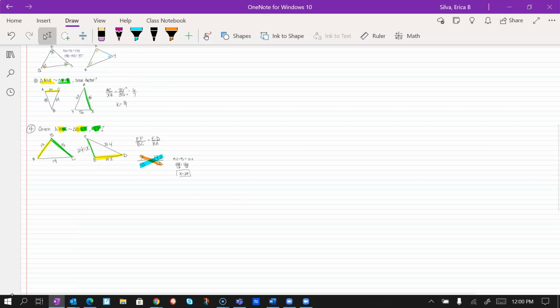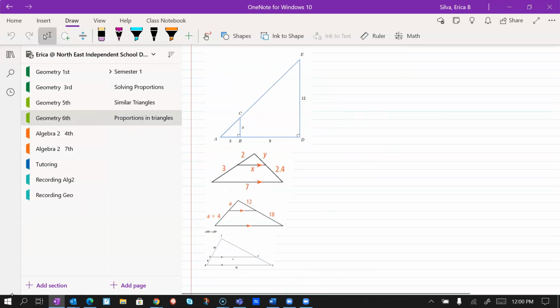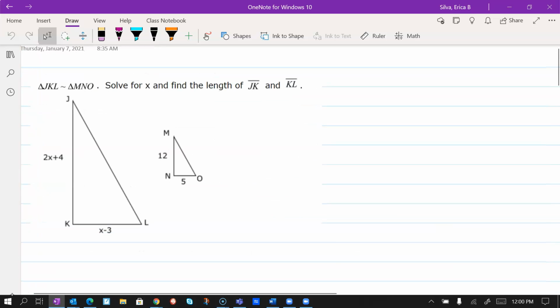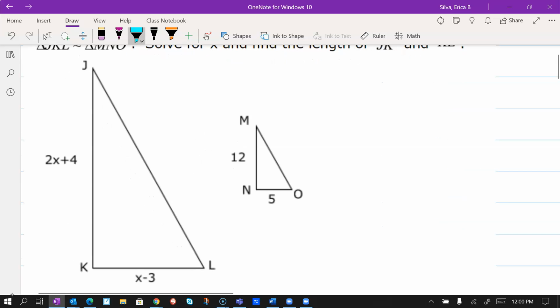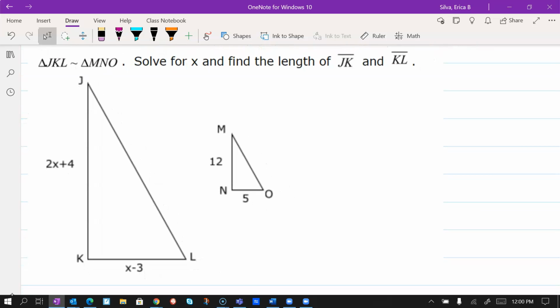All right, we're going to start on the next part of our notes, which is proportions in triangles. And again, we're just setting up our proportions. And those of you guys in class, it's the next page, the one that says lesson 3 proportions. All right, so they're telling us these two triangles are similar. So we need to find JK and KL.